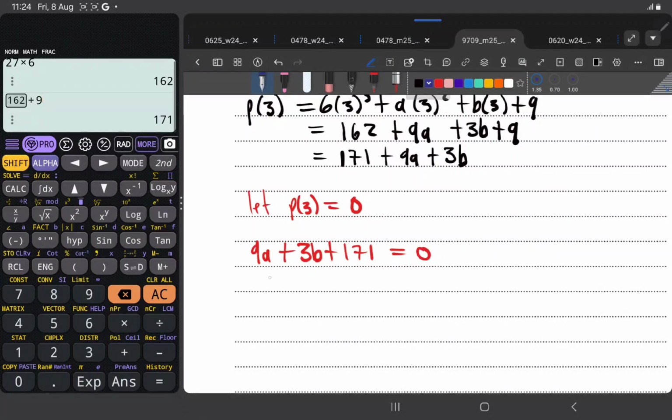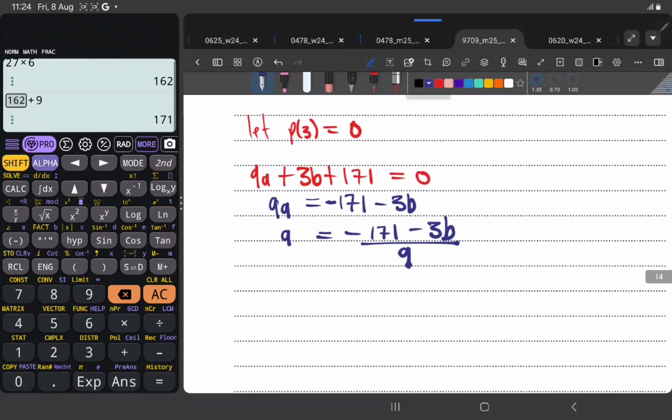Then we can make one of them the subject if we so wish to. We can take these two to the other side. We have 9a is equal to negative 171 minus 3b. Then we can say a is equal to negative 171 minus 3b all over 9. There we have our a. This is the first equation.